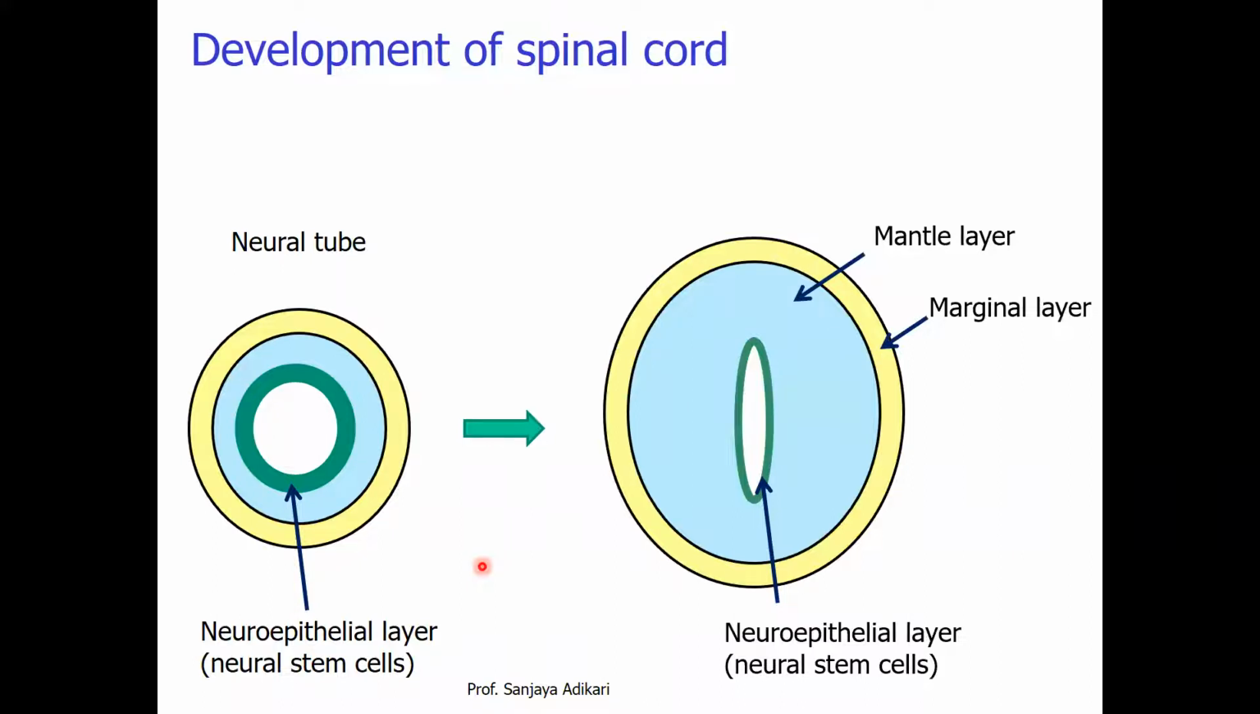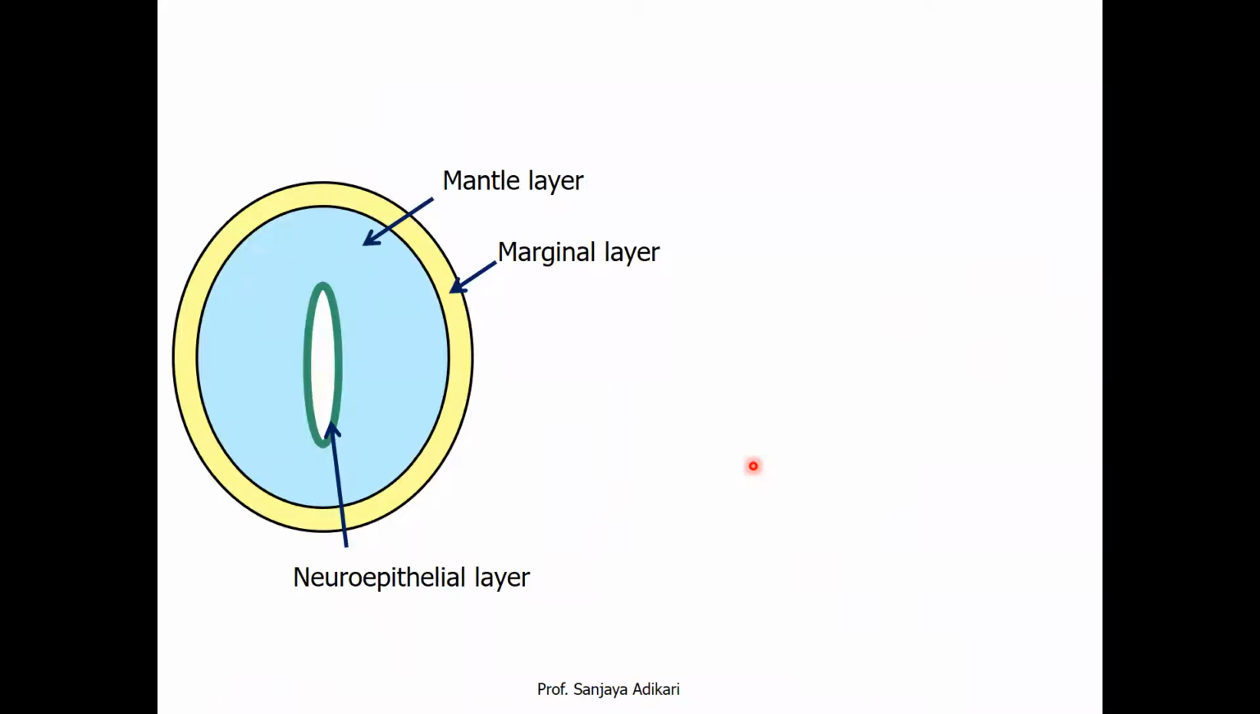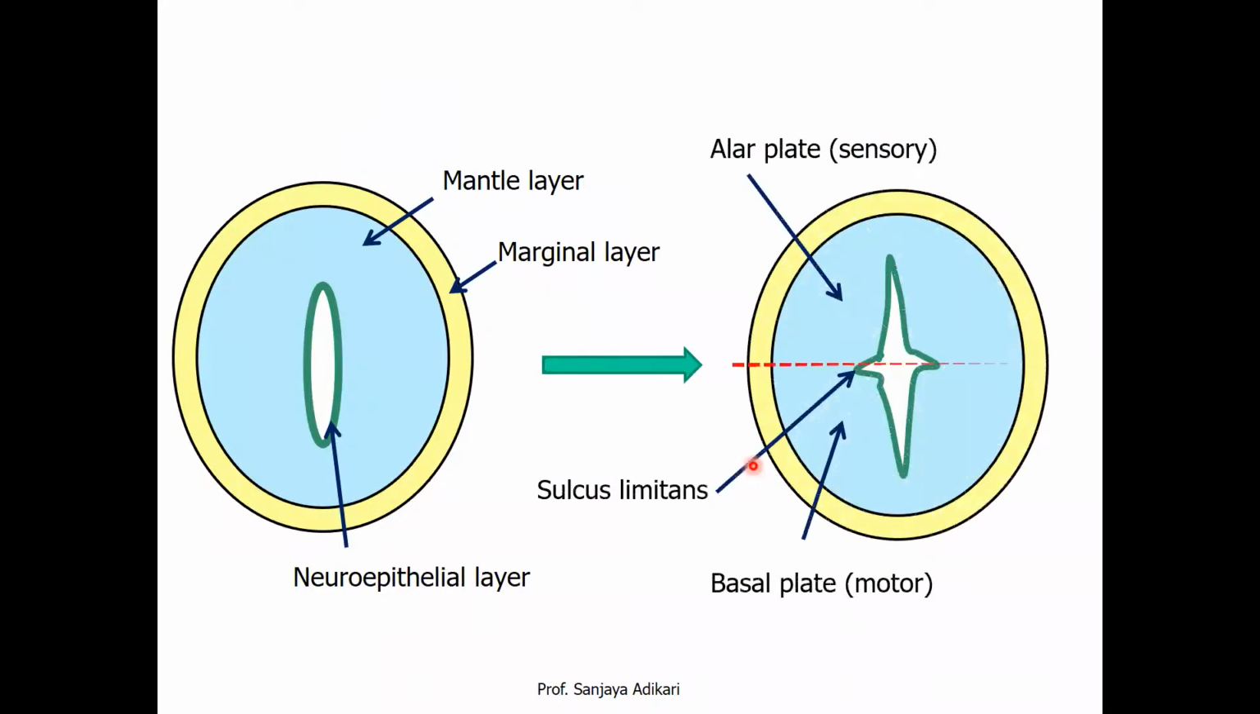Again, you don't have to remember the names as such. The layer that is inside is called the mantle layer, and the layer outside is called the marginal layer. Terms are not very important. Inside, the neuroepithelial cell layer remains because it still develops. So the same picture, I took it here. Then the other important thing is, after a few days, you don't have to remember the exact date, a groove develops in the center.